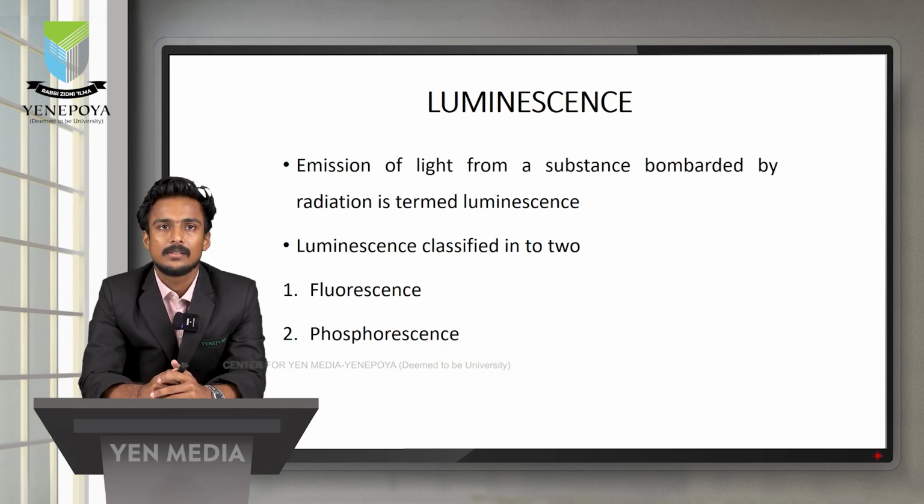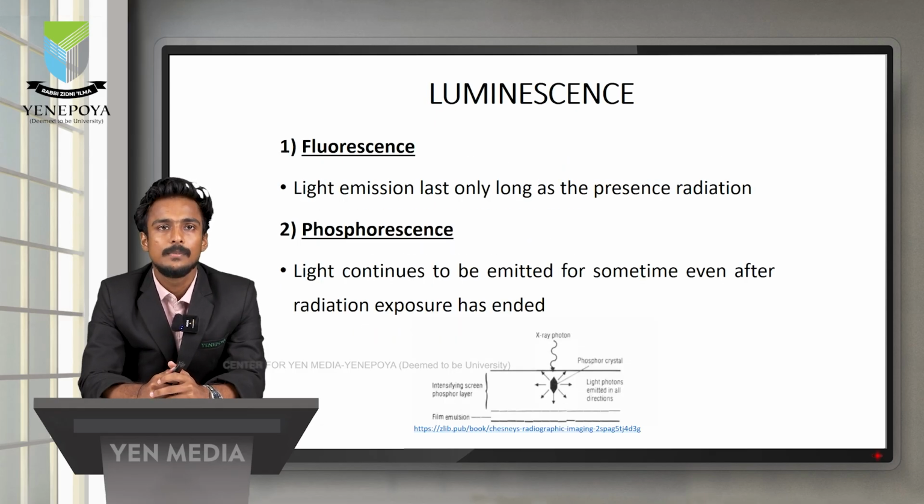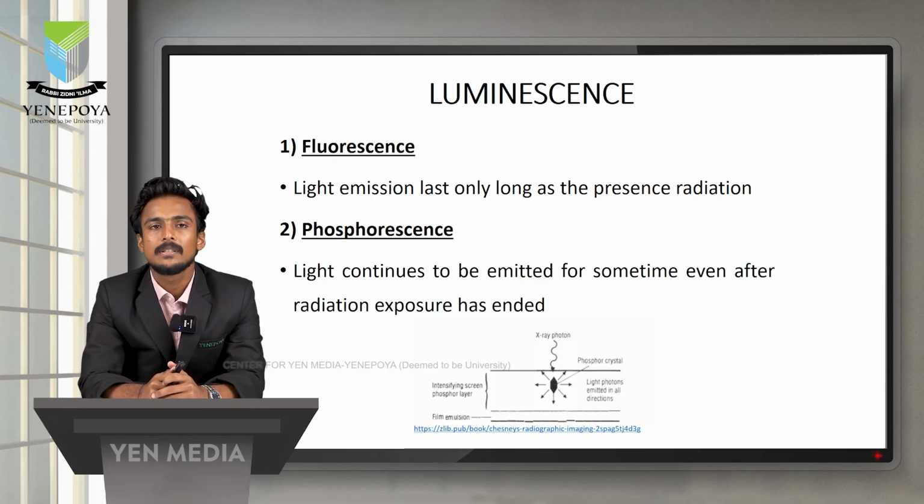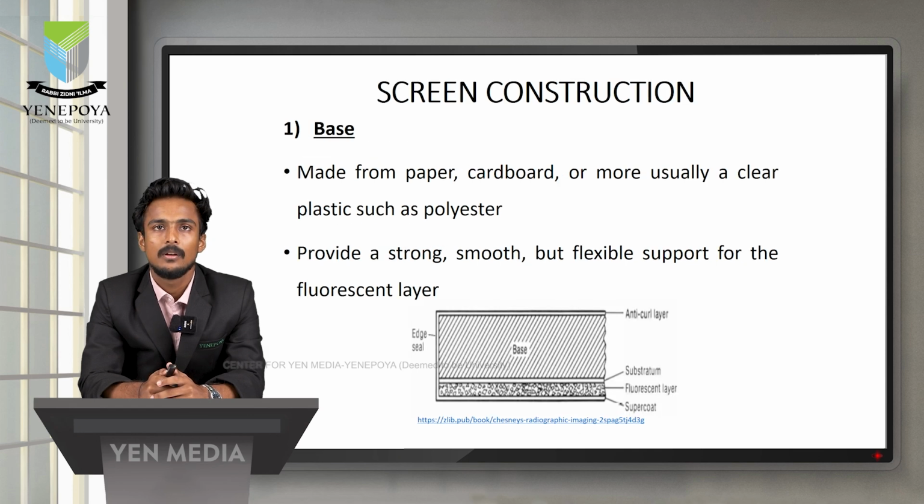Moving to luminescence. What is luminescence? It is the emission of light when a substance is bombarded by radiation. Luminescence is of two types, fluorescence as well as phosphorescence. Fluorescence means light emission that lasts only as long as the presence of the radiation, and phosphorescence means there is a little afterglow. That means light continues to be emitted for some time even after the radiation exposure has ended.